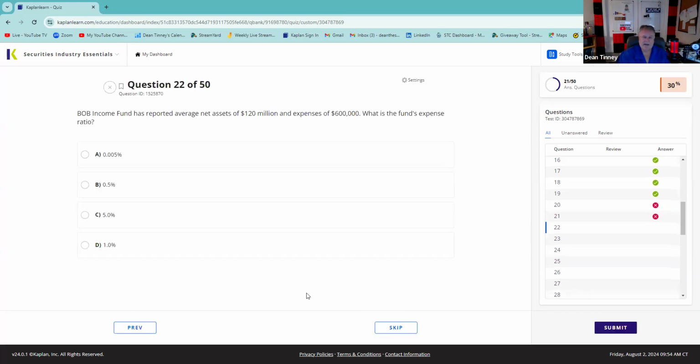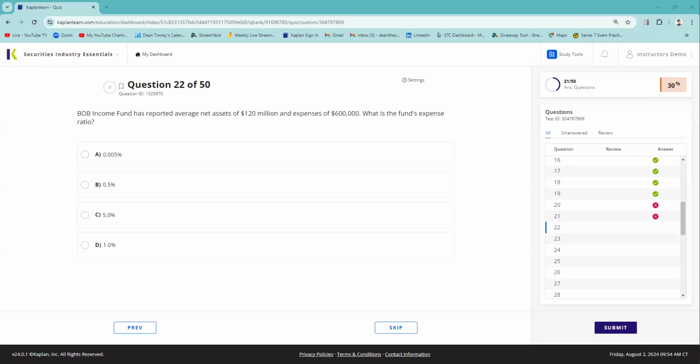Income fund has reported average net assets of 120 million and expenses of 600,000. What is the fund's expense ratio? I haven't had anybody on debrief tell me this is one of the 2 or 3 math questions you may get, but there is a problem with having monkeys harvest bananas, and it's they eat the products. And so what we're asking here is how much of this product is being eaten up by the expenses.